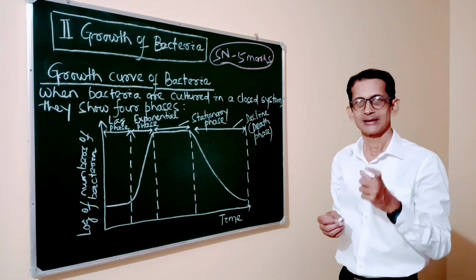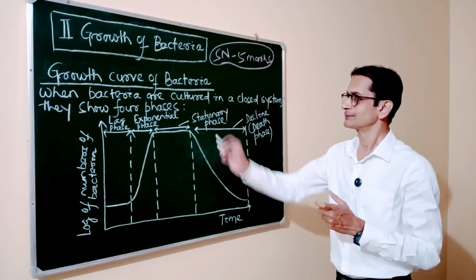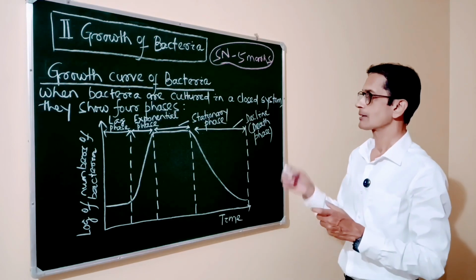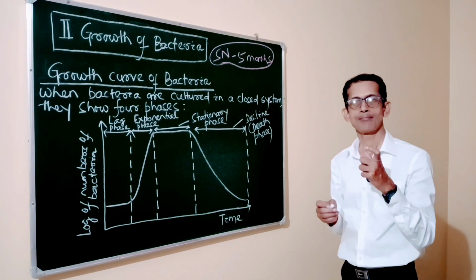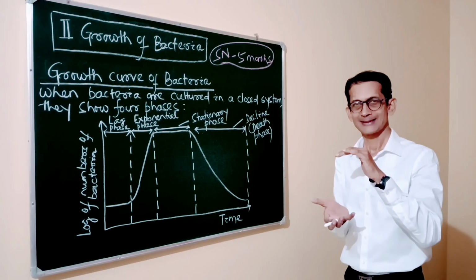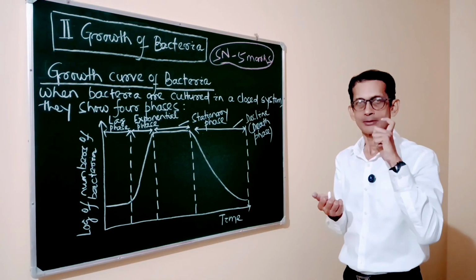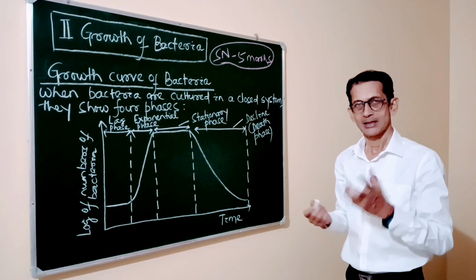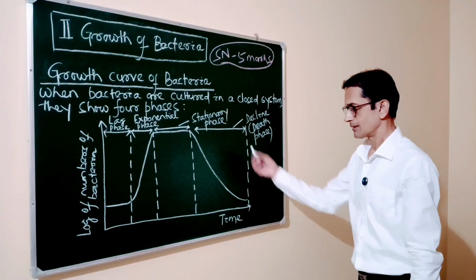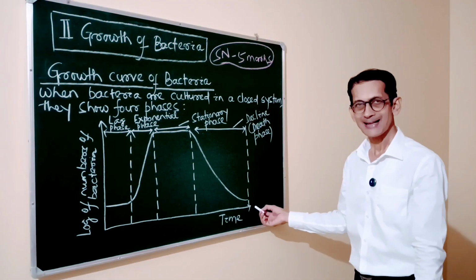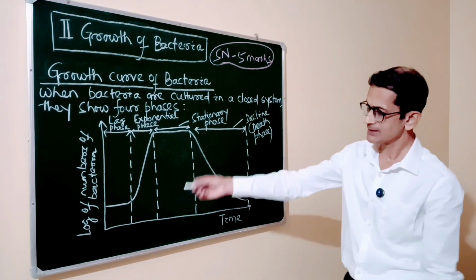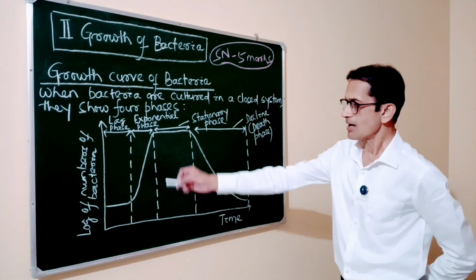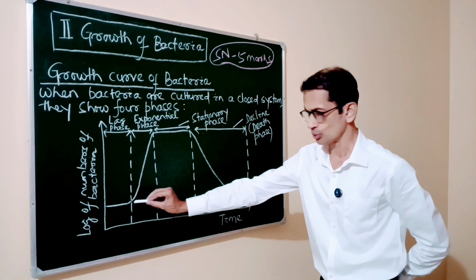You need to draw a neat graph for this growth curve of bacteria. When bacteria are cultured in a closed system, meaning closed vessels with a limited amount of nutrient, they show 4 different phases of growth. Let us understand this. This graph shows in the x-axis, time, and y-axis, log of numbers of bacteria. So it starts with the lag phase, no growth.